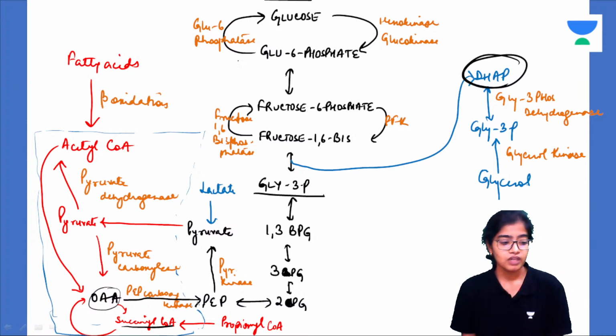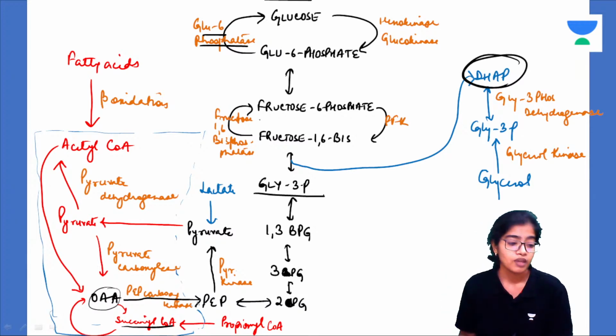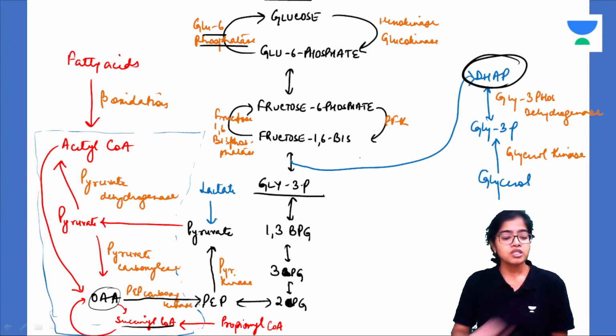Now we'll read how we have read about the reactions that are opposite of glycolysis in gluconeogenesis. What are these? When glucose 6-phosphate gets converted to glucose through glucose 6-phosphatase. And fructose 1,6-biphosphate gets converted to fructose 6-phosphate through fructose 1,6-biphosphatase. Now, suppose you have a molecule of glycerol.